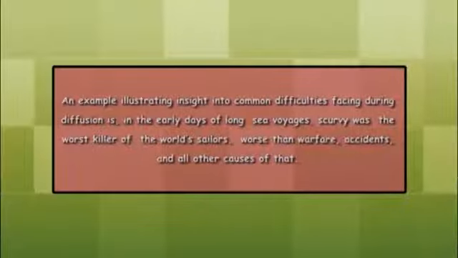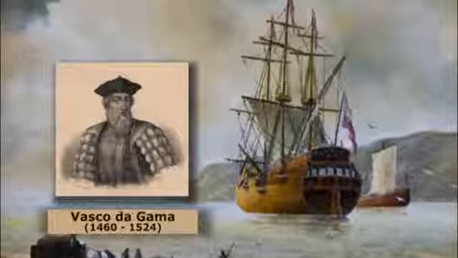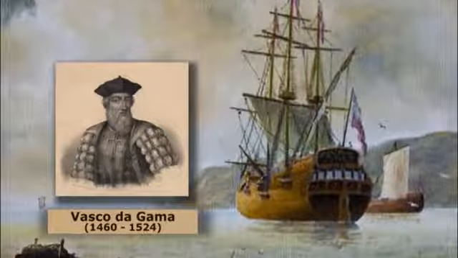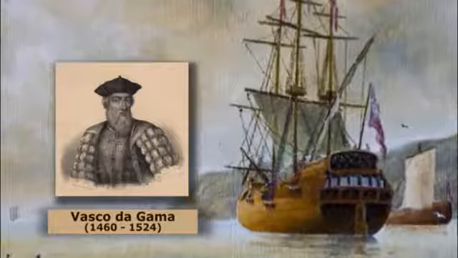An example illustrating insight into common difficulties faced during diffusion: in the early days of long sea voyages, scurvy was the worst killer of the world's sailors, worse than warfare, accidents, and all other causes of death. Of Vasco da Gama's crew of 160 men who sailed with him around the Cape of Good Hope in the year 1497, 100 died of scurvy.